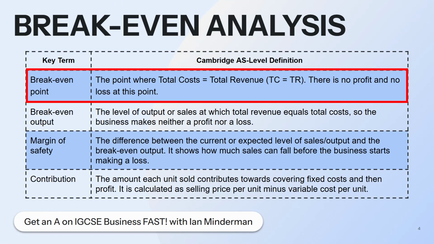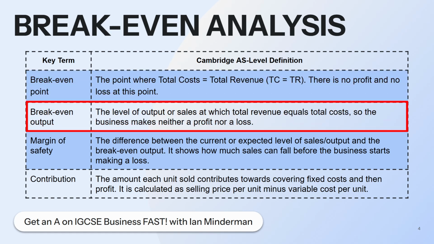First, we have the break-even point, and this is the point where total costs equals total revenue. This is a magic point for break-even analysis. We're going to take a look at what that means in a second. Then we have break-even output. This is a level of output or sales at which total revenue equals total costs, so the business makes neither a profit nor a loss. So that's the definition of break-even: you're not making a profit or a loss. So you're not losing money, but you're not gaining it either.